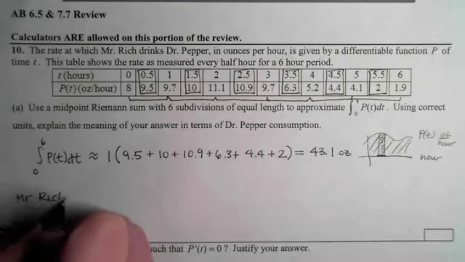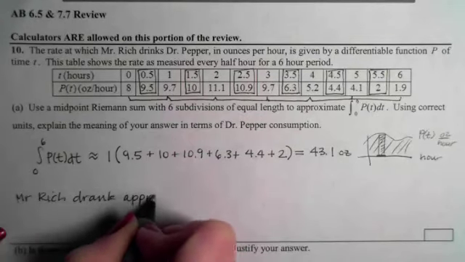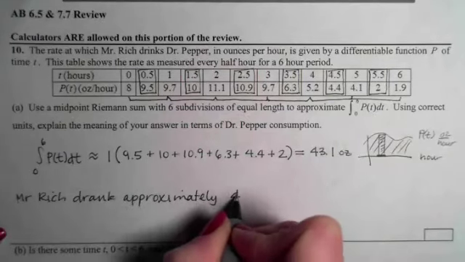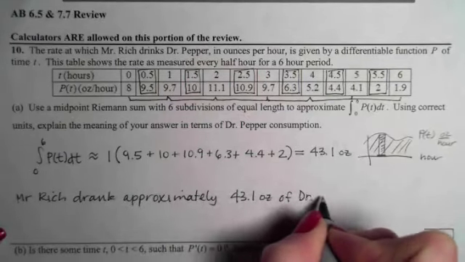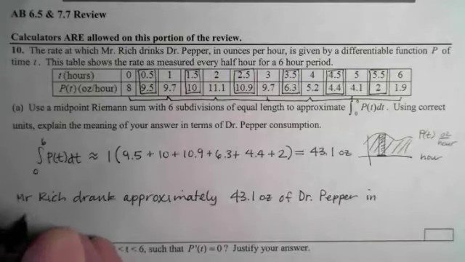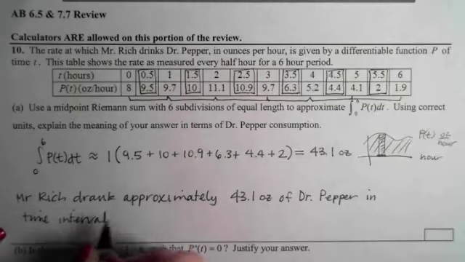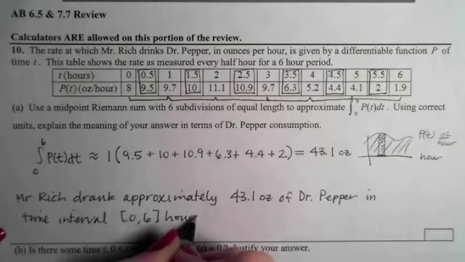Rich drank approximately 43.1 ounces of Dr. Pepper in the time interval 0 to 6 hours.